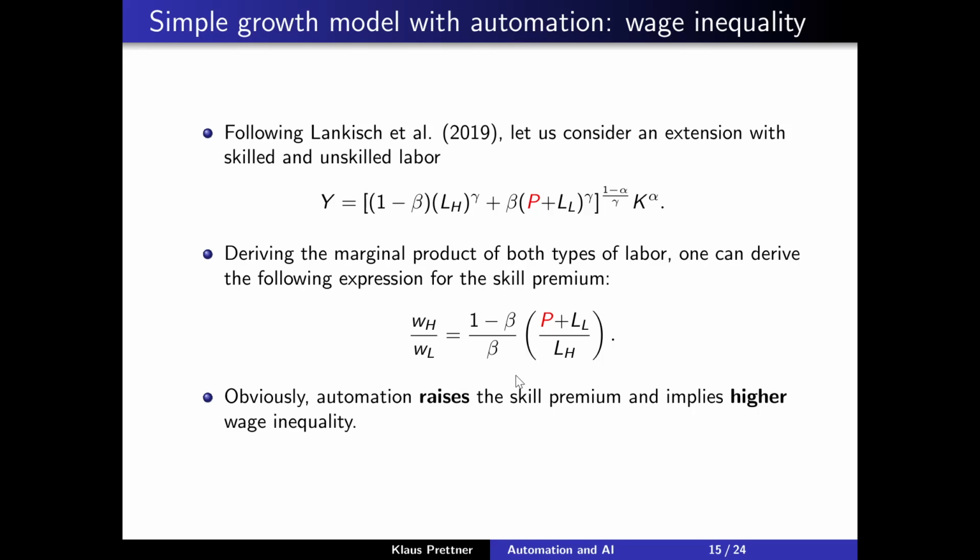We have 1 minus beta, where beta is basically the share of low-skilled workers in the total labor input in this CES production function here, divided by beta. So that's just a function of the parameter beta. And then we have to multiply this by the amount of industrial robots plus low-skilled workers divided by the high-skilled workers. Here we assumed that the low-skilled workers can be substituted directly by the robots.